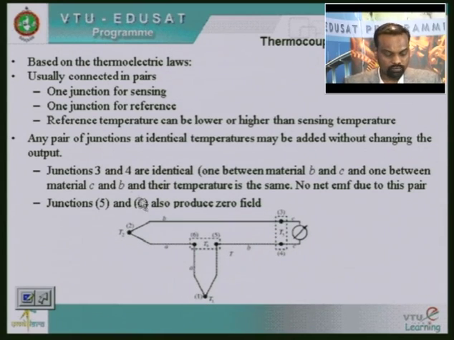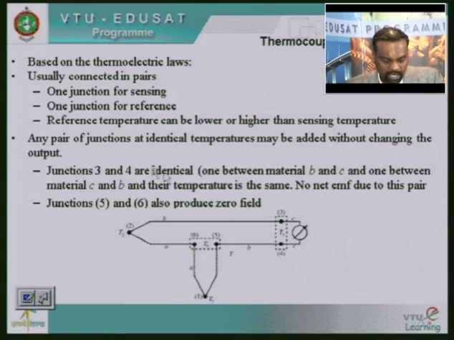So junctions 3 and 4 are identical. These two are identical here. One between material B and C, and one between material C and B, and their temperatures are the same. So what happens? Because they are at the same temperature, there will be no change in EMF. Junctions 5 and 6 also produce zero EMF, because they are again at the same temperatures.